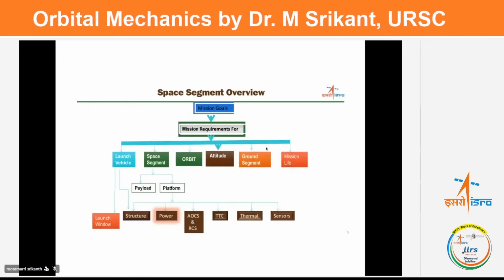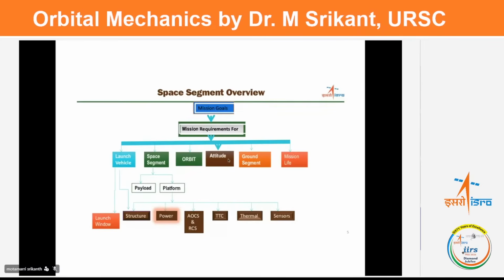Now, this is another view of the mission goals and mission requirements for the launch vehicle. For the launch vehicle, the mass of the satellite and the orbit to be reached decide what type of launch vehicle to use, whether it is SSLV, PSLV, GSLV or LVM. Then the corresponding space segment, we say payload plus mainframe. Then it comes under orbit, which I defined. Then attitude, the orientation of the satellite.